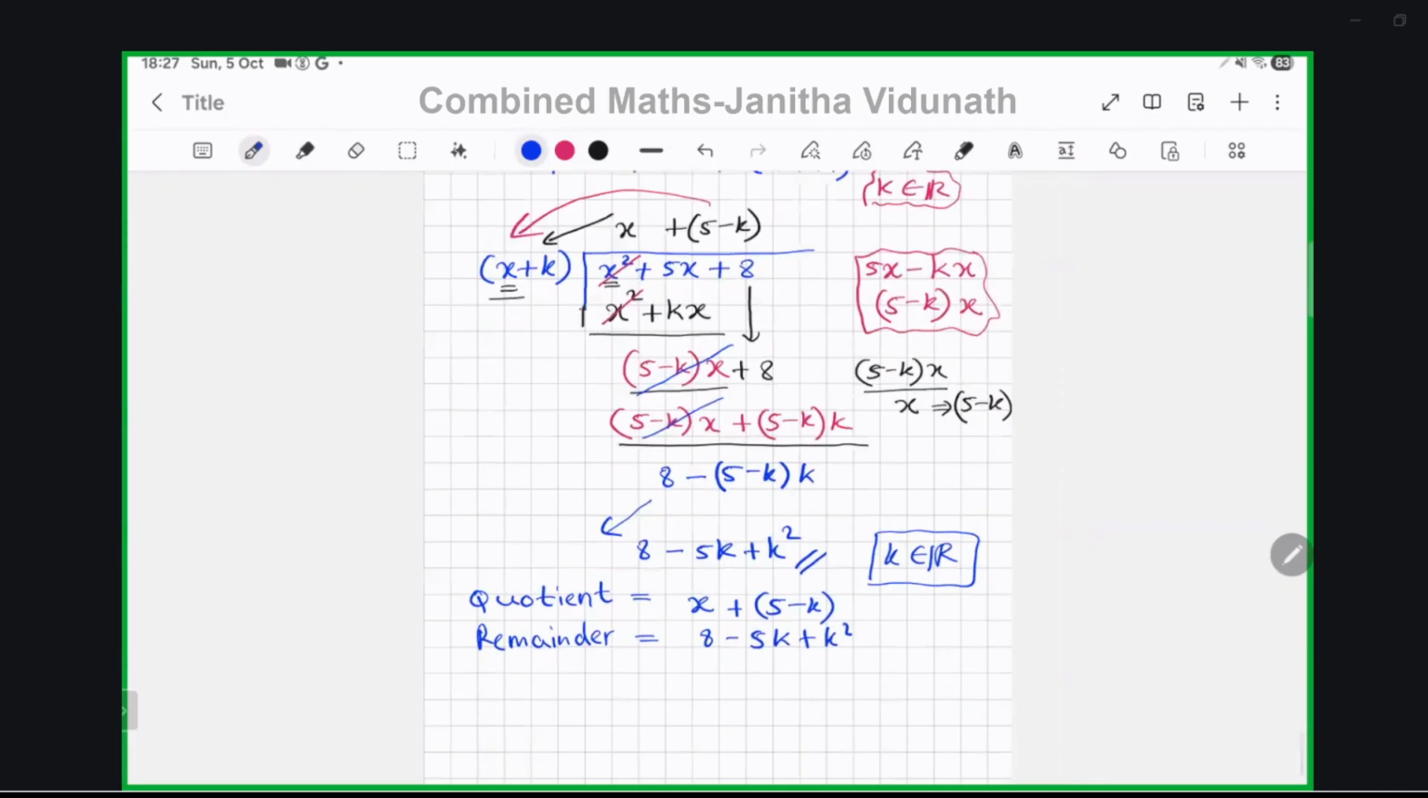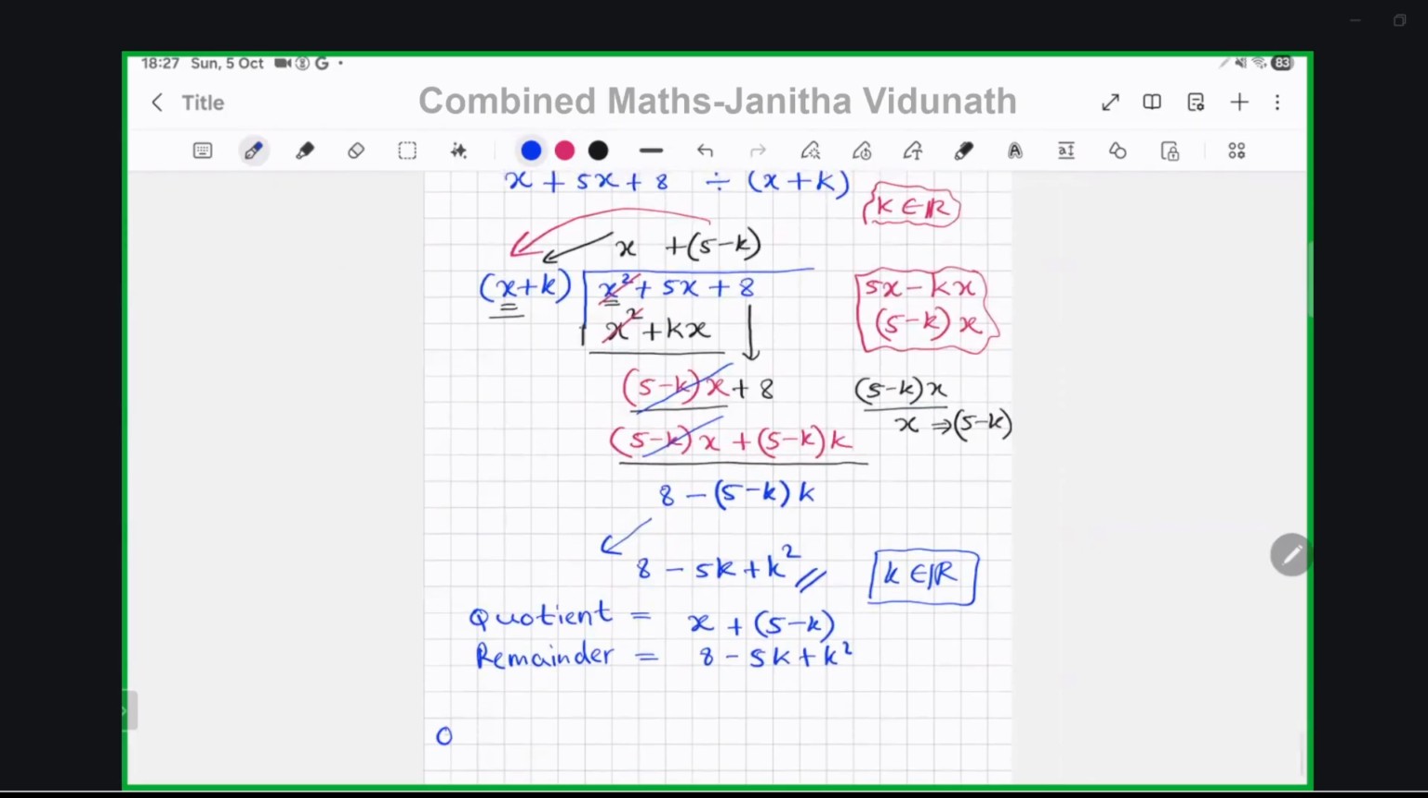After writing down this example, try this question on your own and send me the answers. The question is: ax² + bx + c needs to be divided by x + 4.